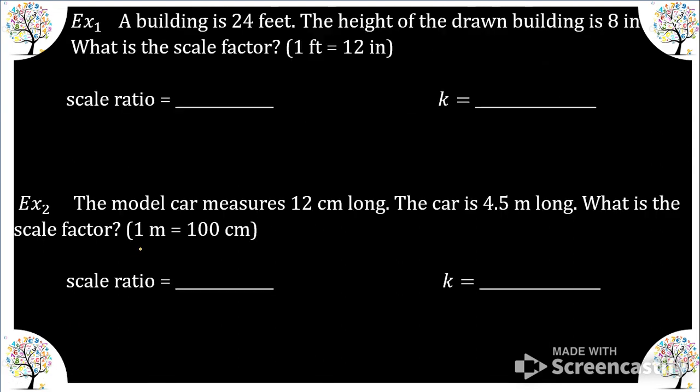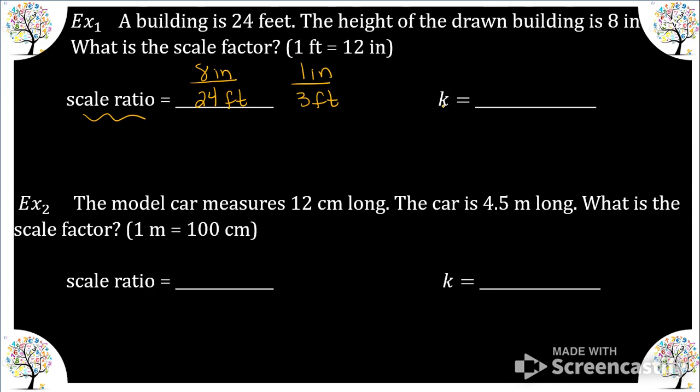Let's take a look at our first example. A building is 24 feet. The height of the drawn building is 8 inches. What is the scale factor? So a building is 24 feet. The height drawn is 8. So let's say 8 inches on the drawing to the original 24 feet of the building. Let's simplify this. And we're going to get 1 inch per 3 feet. So that's the scale ratio.